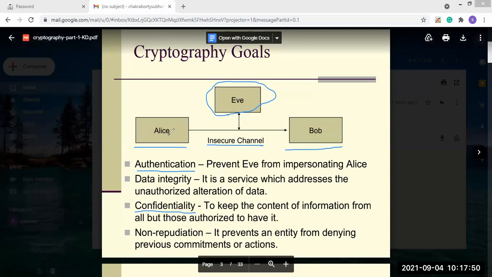Third is non-repudiation. Now, what is the concept of non-repudiation? Non-repudiation basically prevents an entity from denying previous commitments or actions. Whatever commitments or actions it has made, it cannot deny them. This is non-repudiation. So these four, authentication, data integrity, confidentiality, and non-repudiation, are basically the cryptography goals. Okay. Till now, it is clear.